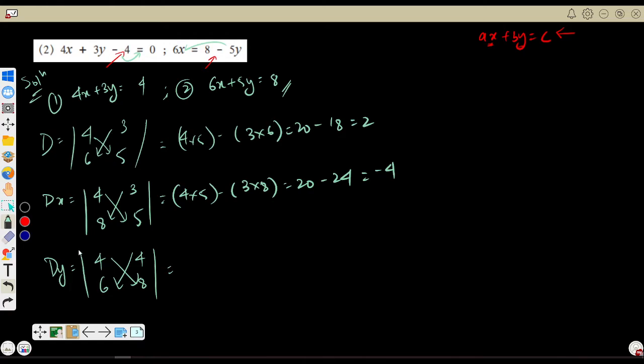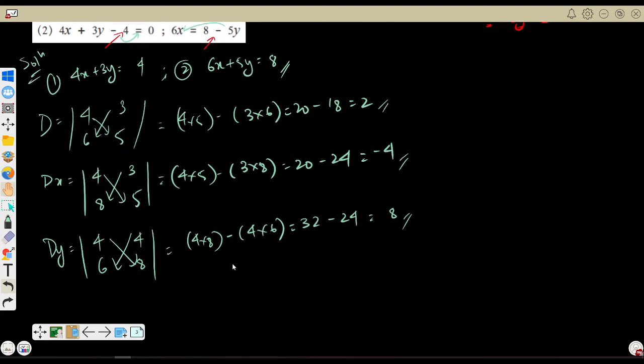After this, we'll find dy: 4 into 8 minus 4 into 6, which will give you the value as 32 minus 24, which is 8. These are the required values. Now we know the value of d, dx and dy. So now we will find the value of x.